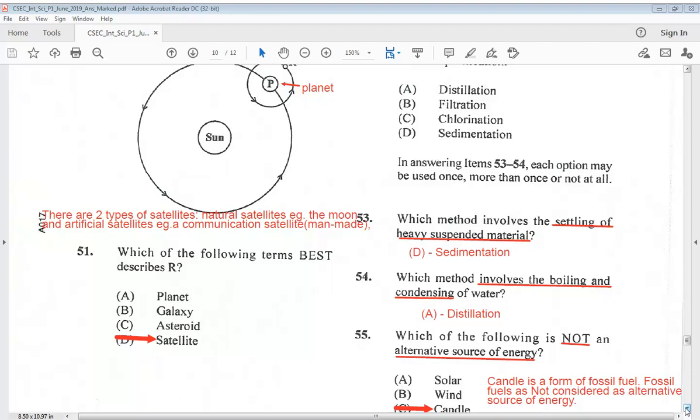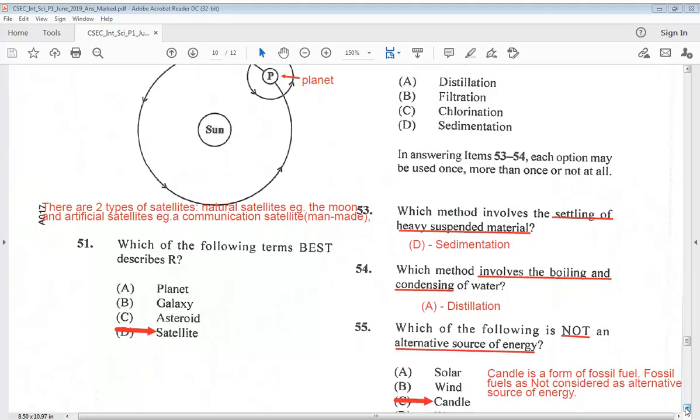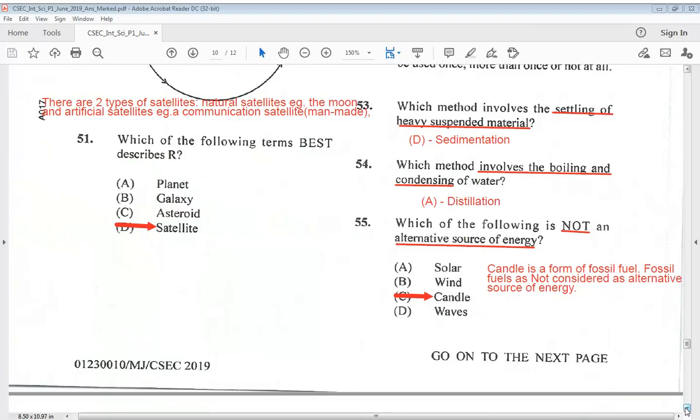54. Which method involves the boiling and condensing of water? The answer is A, distillation. 55. Which of the following is not an alternative source of energy? The answer is C, candle. Candle is a form of fossil fuel. Fossil fuels are not considered an alternative source of energy.